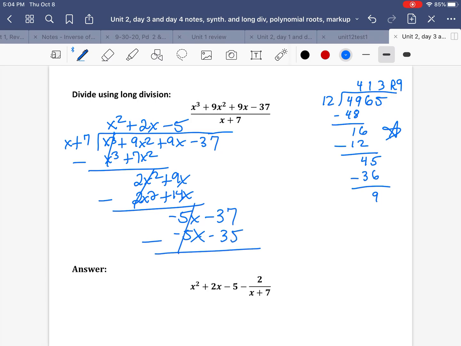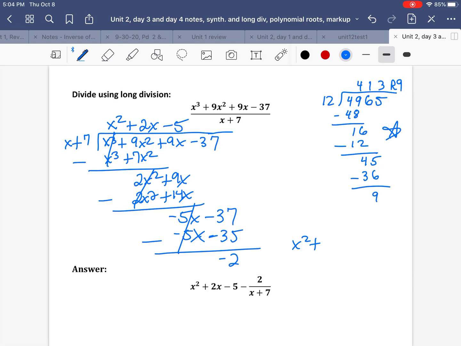Now this is where you have to be careful. You have a negative 37 minus a negative 35. So that really turns into plus right here. So you really have negative 37 plus 35. So that would be negative 2. And there's my remainder. All right, so just like always, we write our answer.